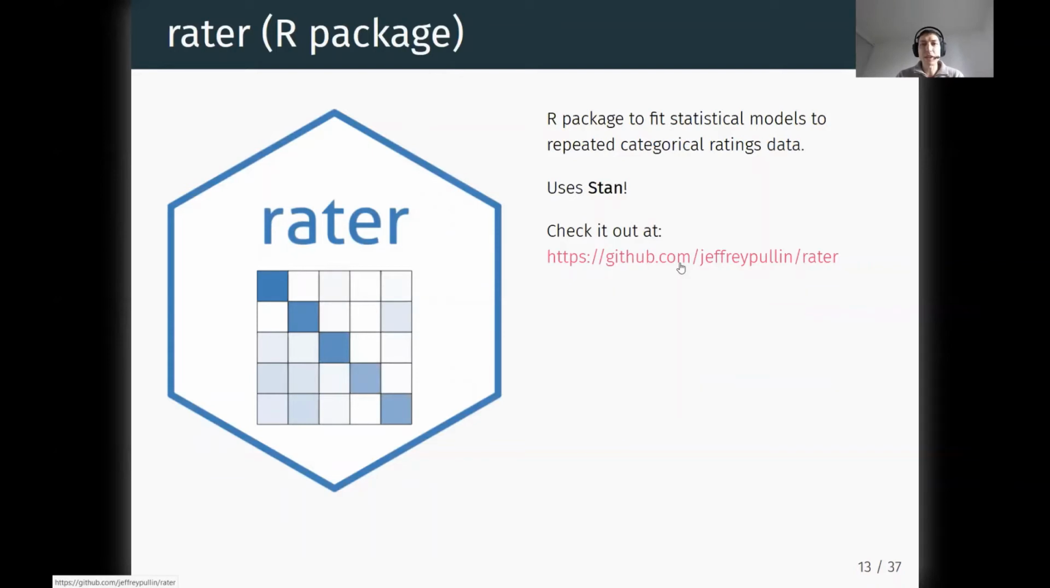This model is actually used as an example in the Stan manual. We've taken that and many other variations and implemented them as an R package called rater. You can check that out on Jeffrey's GitHub page; there's the URL. And you won't be surprised to know that we use Stan under the hood for implementing all of the models.